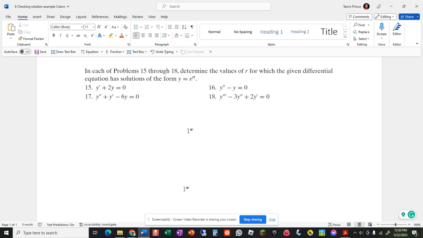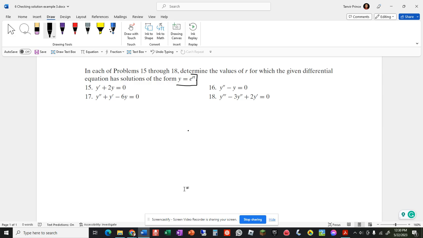Let's do another example of checking solution. So if you read this problem, it's slightly different. It says, in each problem from 15 to 18, determine the value of r for which the given differential equation has the solution of this form y equal to e to the rt. So let me do number 17 and 18. And you can try yourself number 15 and 16. So let's start with number 17.